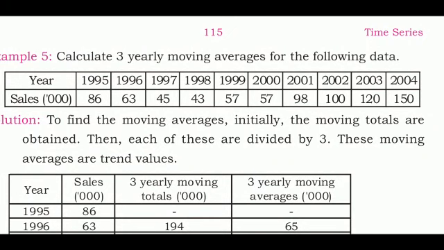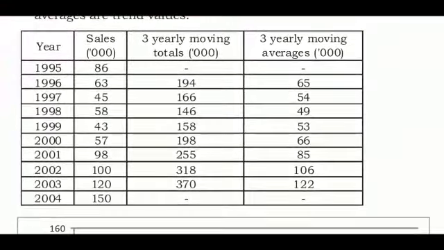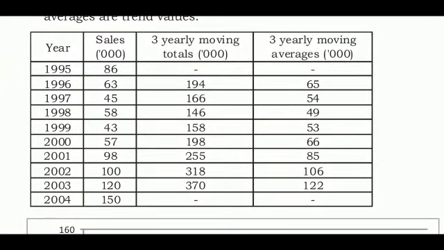What are we supposed to do here? See, the columns you need to make. The question is given in horizontal form; you write it vertically. Here you write the sales. Then the next heading will be 3 yearly moving totals. Then the fourth column heading will be 3 yearly moving averages.